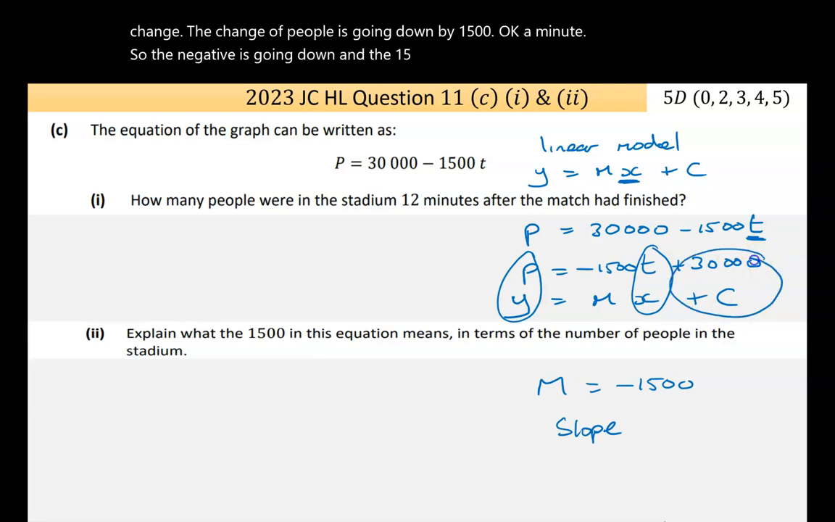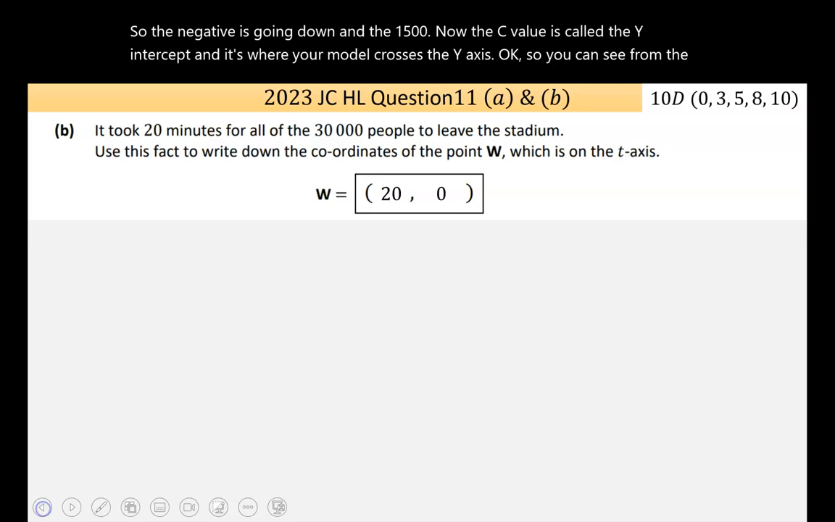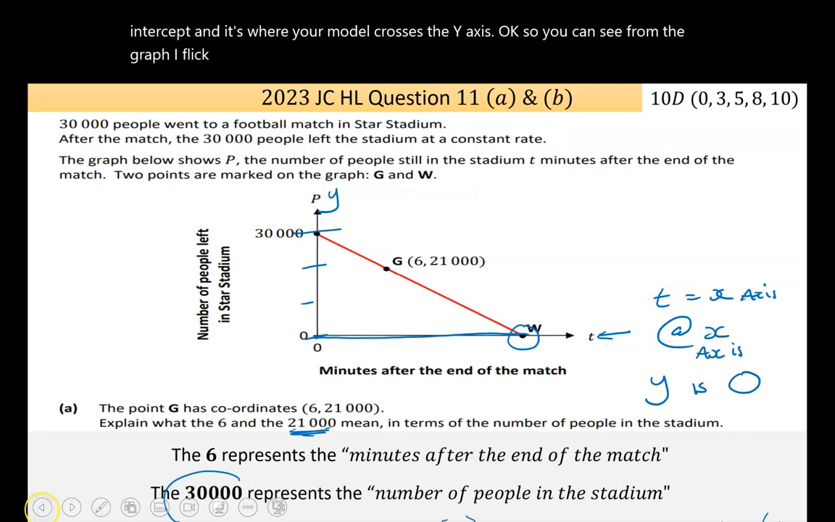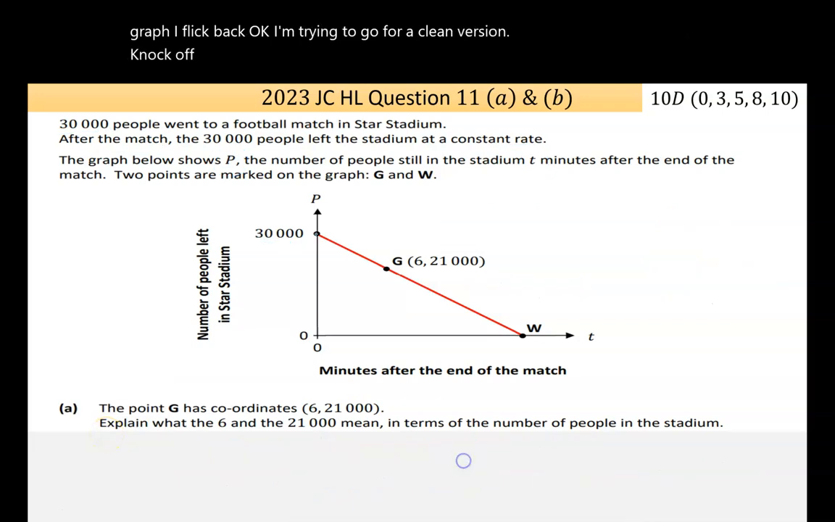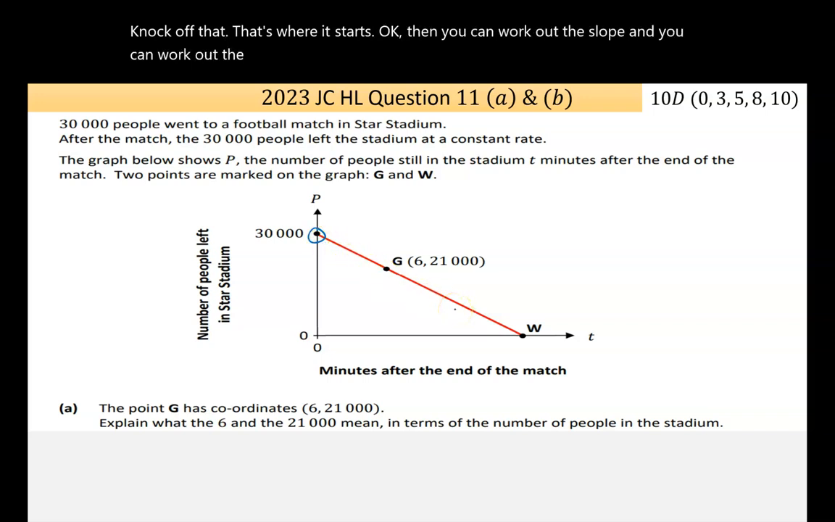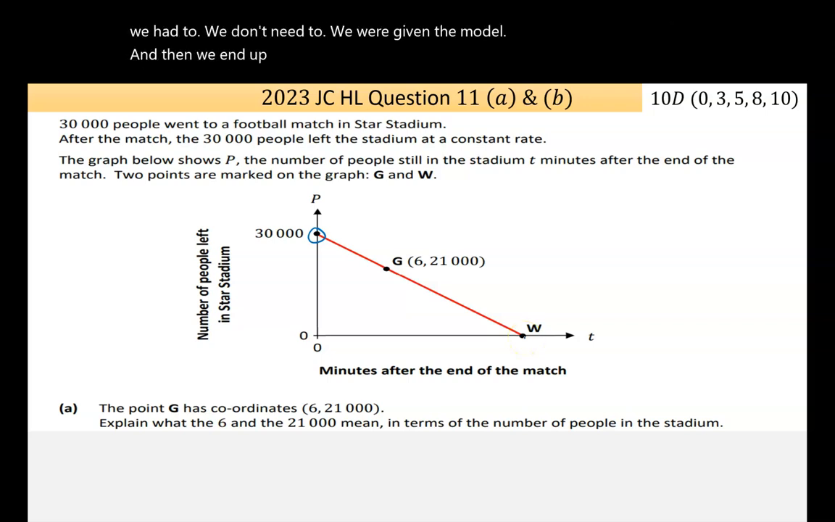Now the c value is sometimes called the y-intercept, and it's where your model crosses the y-axis, okay? So you can see from the graph, I flick back, that's where it starts, okay. Then you can work out the slope, and you could work it out by different methods. You could use the slope formula if we had to. We don't need to. We're given the model, and then we end up with the scenario playing out.